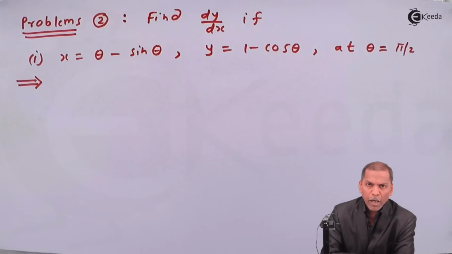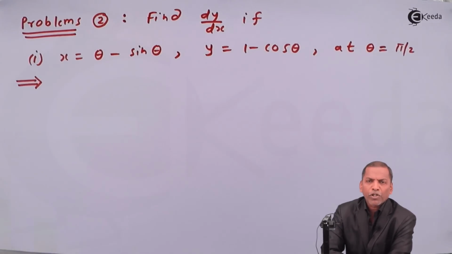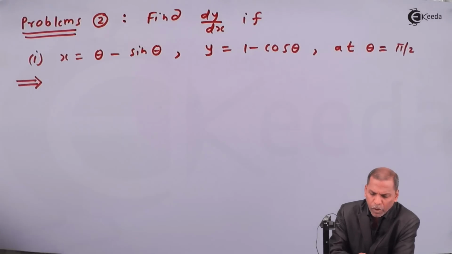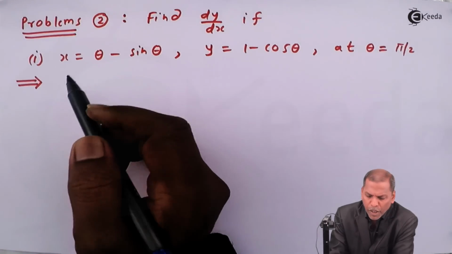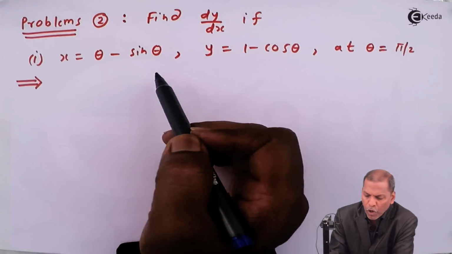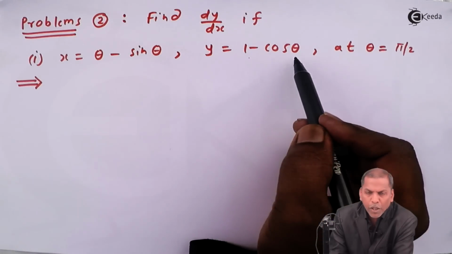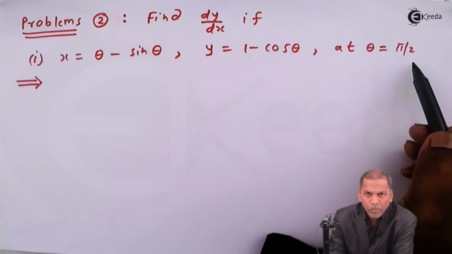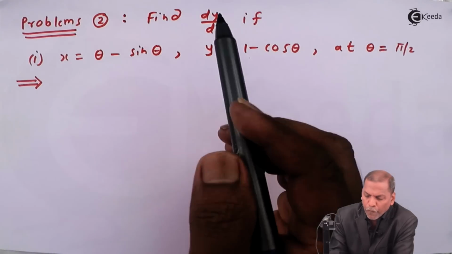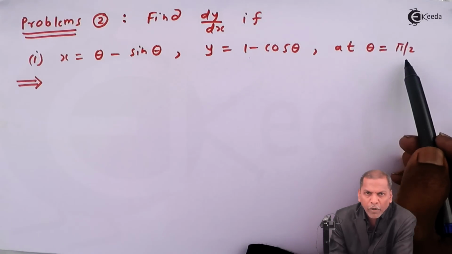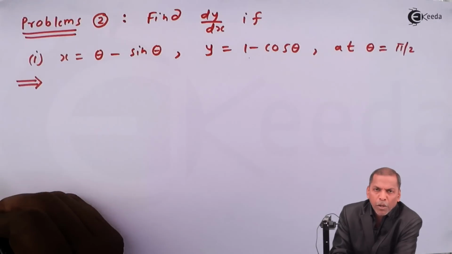Hello friends, now we see problem 2, sub question 1, which is based on the theorem of parametric functions of the chapter differentiation. The sub question 1 is x is equal to theta minus sine theta, y is equal to 1 minus cos theta at theta equal to pi by 2. So for this question we have to find dy by dx at theta equal to pi by 2. Now let's see the solution.